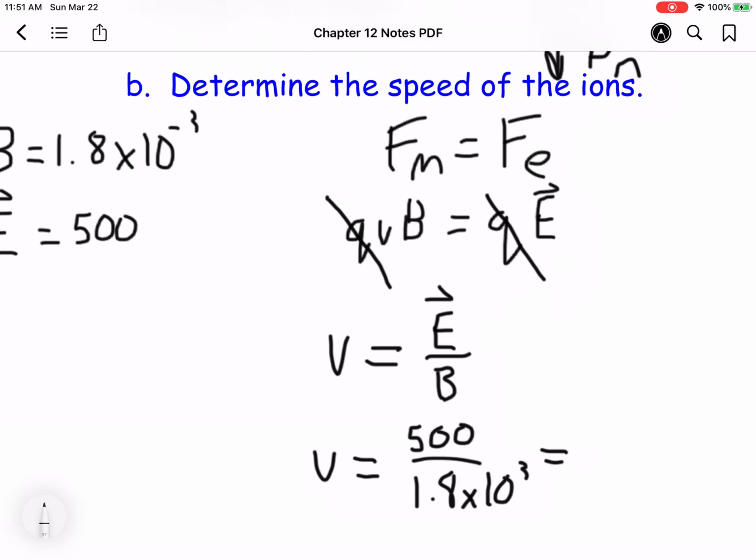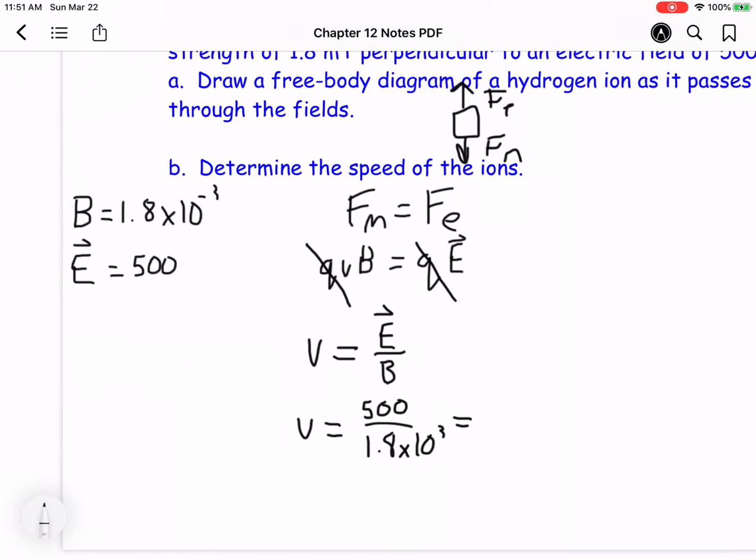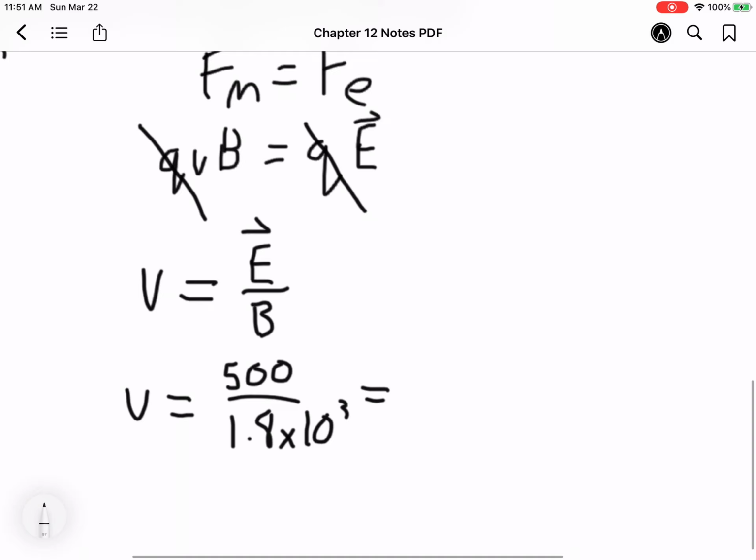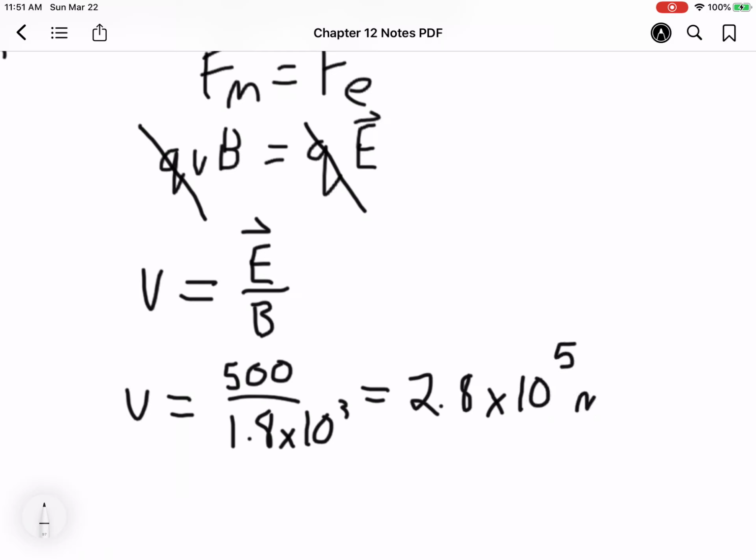And we're going to get the velocity is equal to, how many sig digs do we want here, guys? We want 2 sig digs. 2.8 times 10 to the 5 meters per second. All right, so pretty fast.